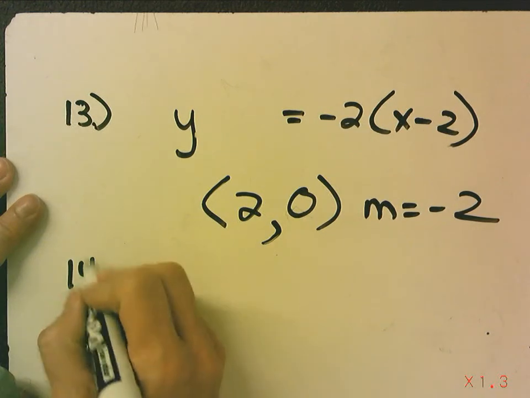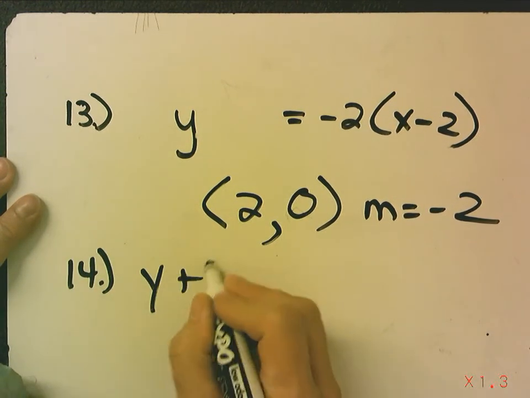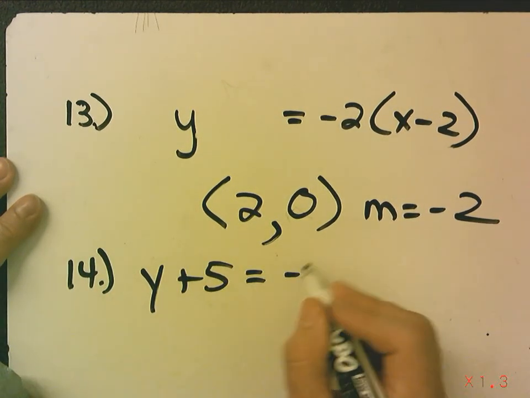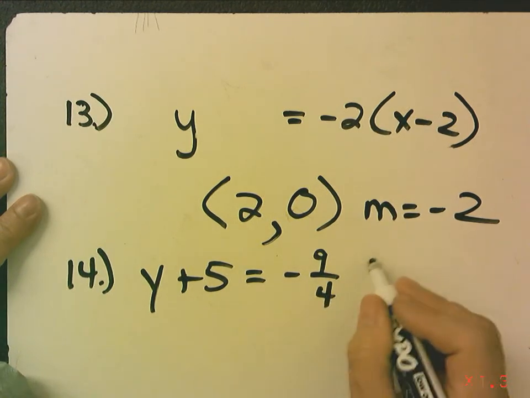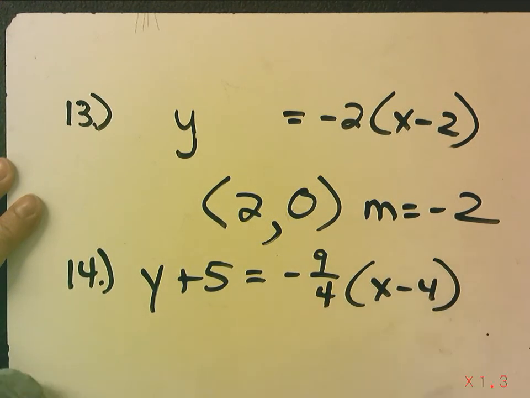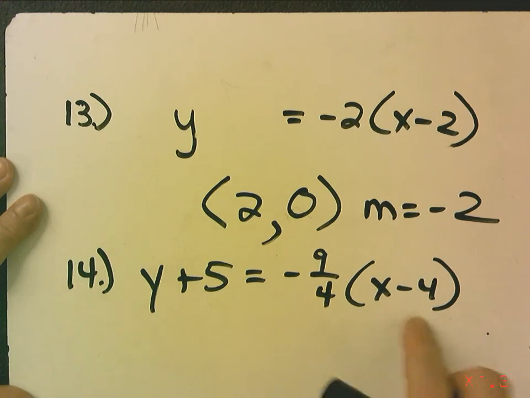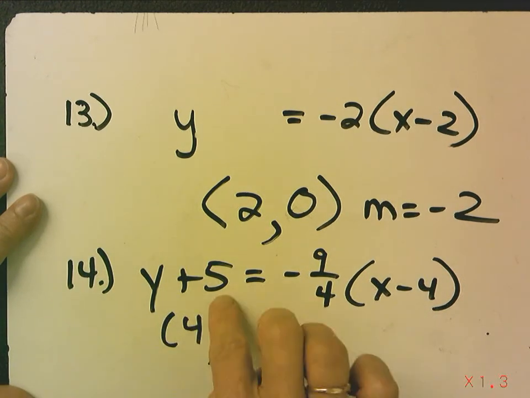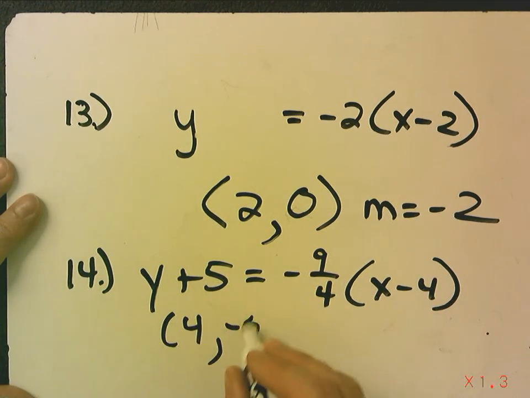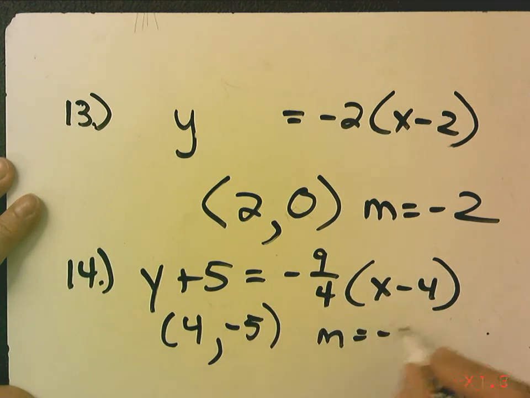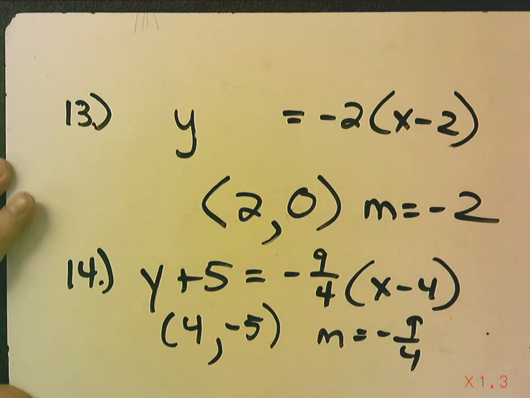Okay, and now number 14, y plus 5 equals -9/4 x minus 4. I do the opposite of what I see here first, the opposite of what I see here, and m equals -9/4. Okay, so we are done with that now.